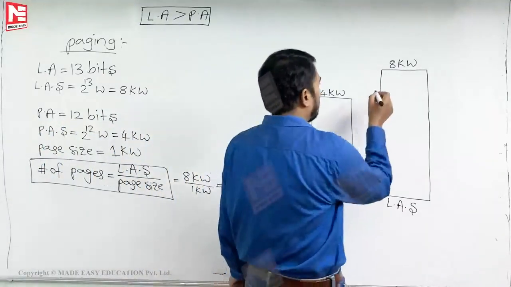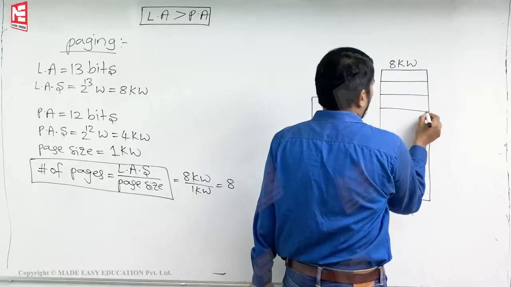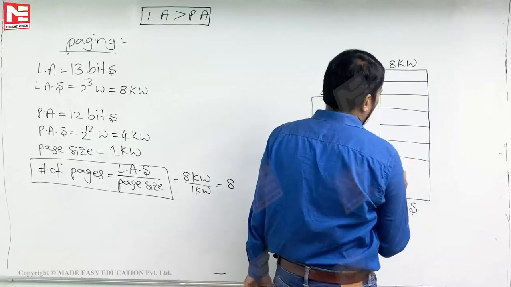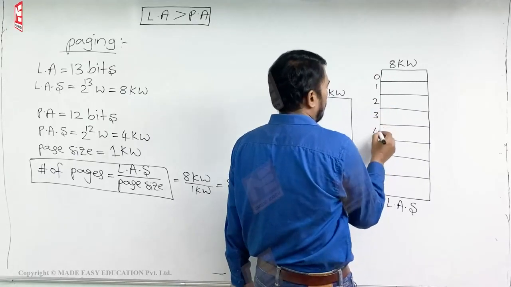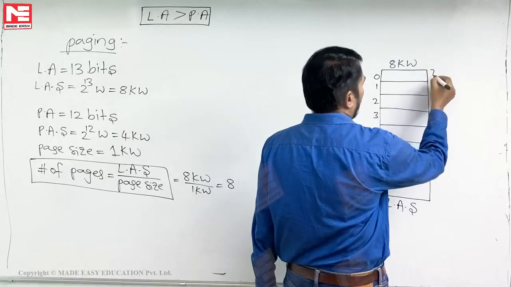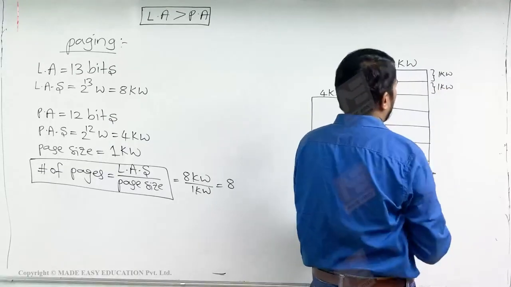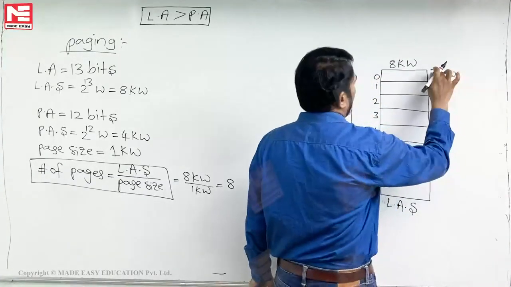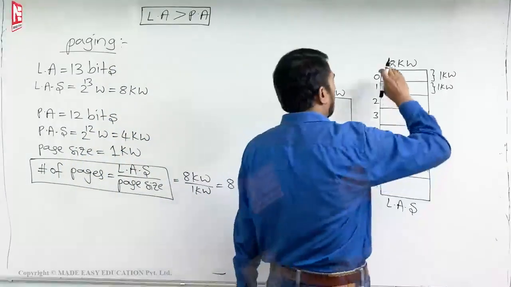Understand here. So I write here, LAS will be divided into equal size pages, it will become 8 pages. So now this is divided into 8 pages. Copy this. Equal size pages like this: 0, 1, 2, 3, 4, 5, 6, 7. So these are the pages, and every page has how much size? 1 kilowords. So every page has 1 kilowords.